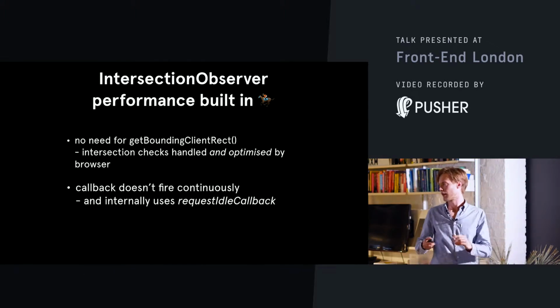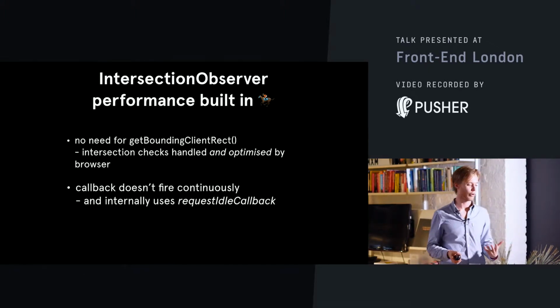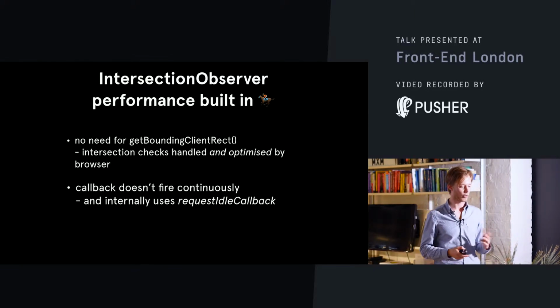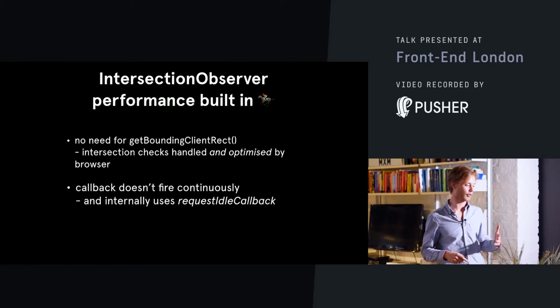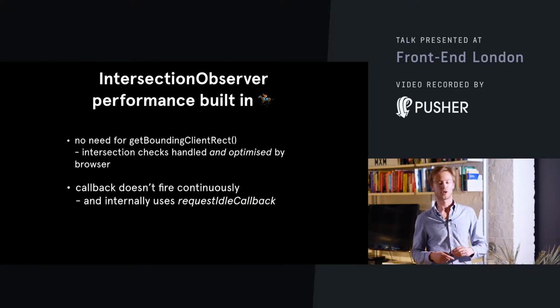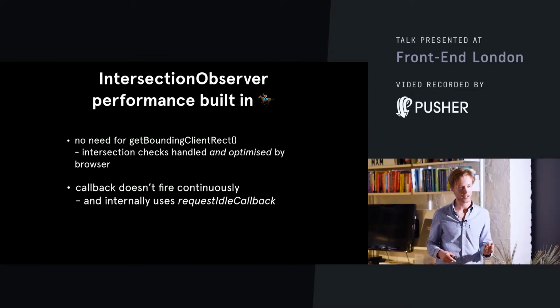I also talked about the scroll event firing too often. You don't really have this problem with the IntersectionObserver API because the callback that you get doesn't fire continuously all the time. And it's also set up to internally make use of an API called requestIdleCallback.